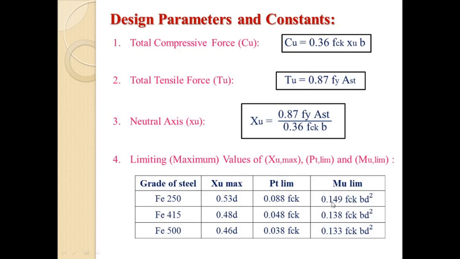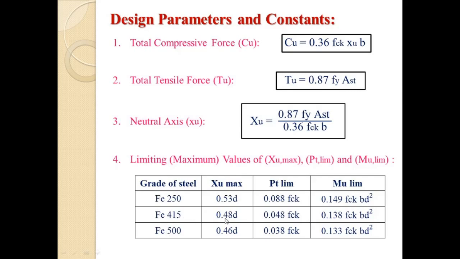This 0.149 you can call Q max. It is a constant value. Here fck is the characteristic compressive strength, b is the width of the section, and d is the effective depth of the section. Similarly for the other steels, that is Fe415 and Fe500.